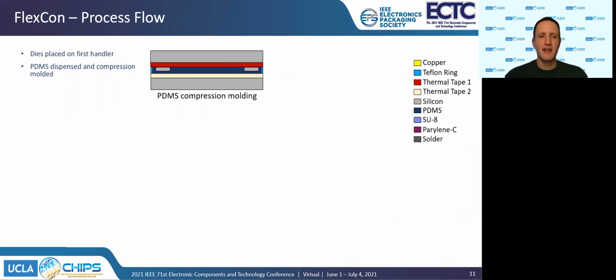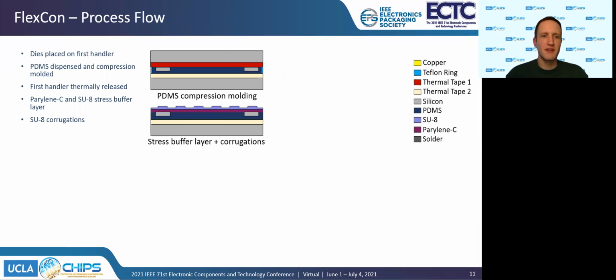The process for fabricating FlexCon is an adaptation of the FlexTrate process, which is a fan-out wafer level packaging process developed at UCLA CHIPS for flexible electronic packaging. First, we place dies on a handling wafer laminated with a thermally releasable adhesive. The purpose of these dies is to provide structural support beneath the bonding pads and ensure planarity. The PDMS molding compound is then dispensed onto the handler and compression molded between the first handler and a second handler, which has been laminated with a thermal tape with a higher release temperature than the first.